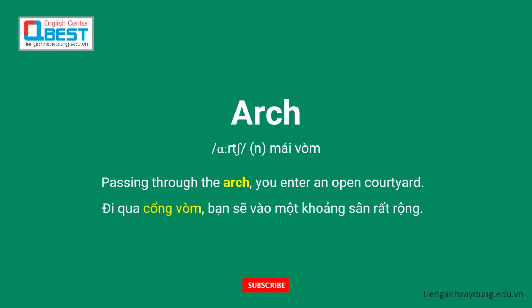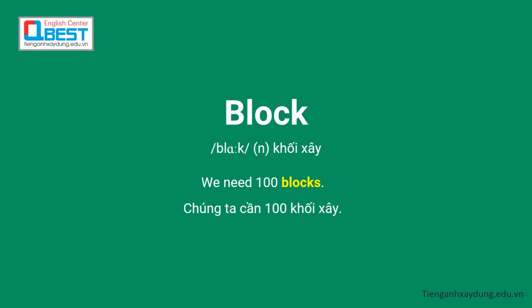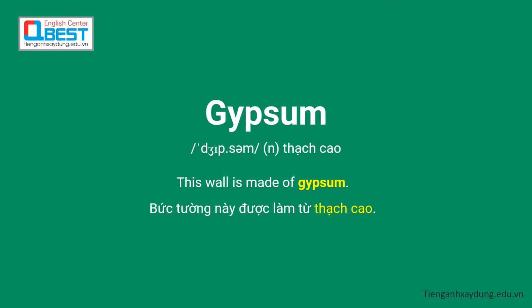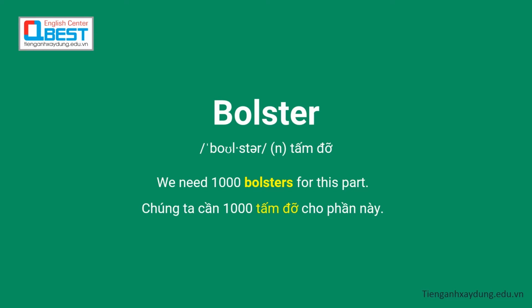Arch. Passing through the arch, you enter an open courtyard. Block. We need 100 blocks. Gypsum. This wall is made of gypsum. Bolster. We need 1,000 bolsters for this part.